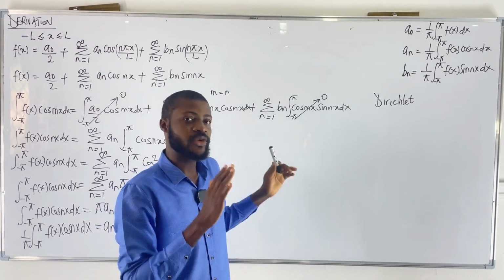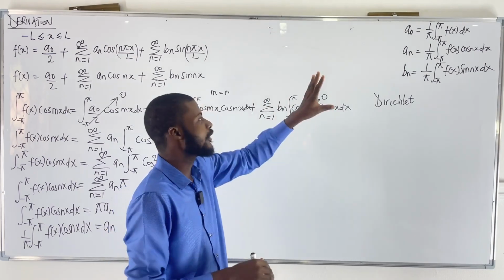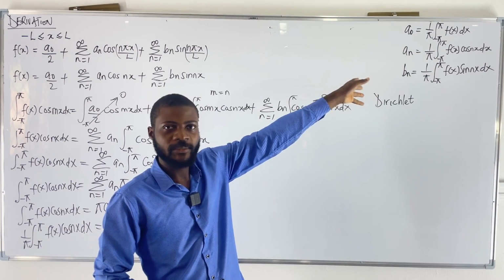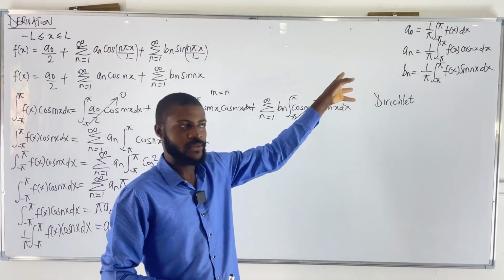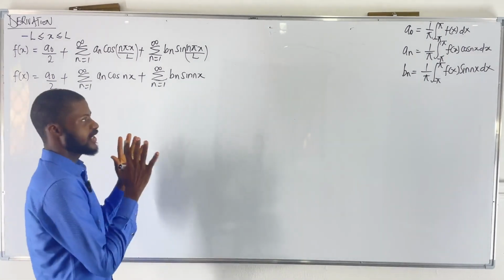These are the coefficients. Now, please remember that these coefficients can only be used when the period is 2 pi. You can't use them if the period is not 2 pi. So now let's come back here. This is all we have.